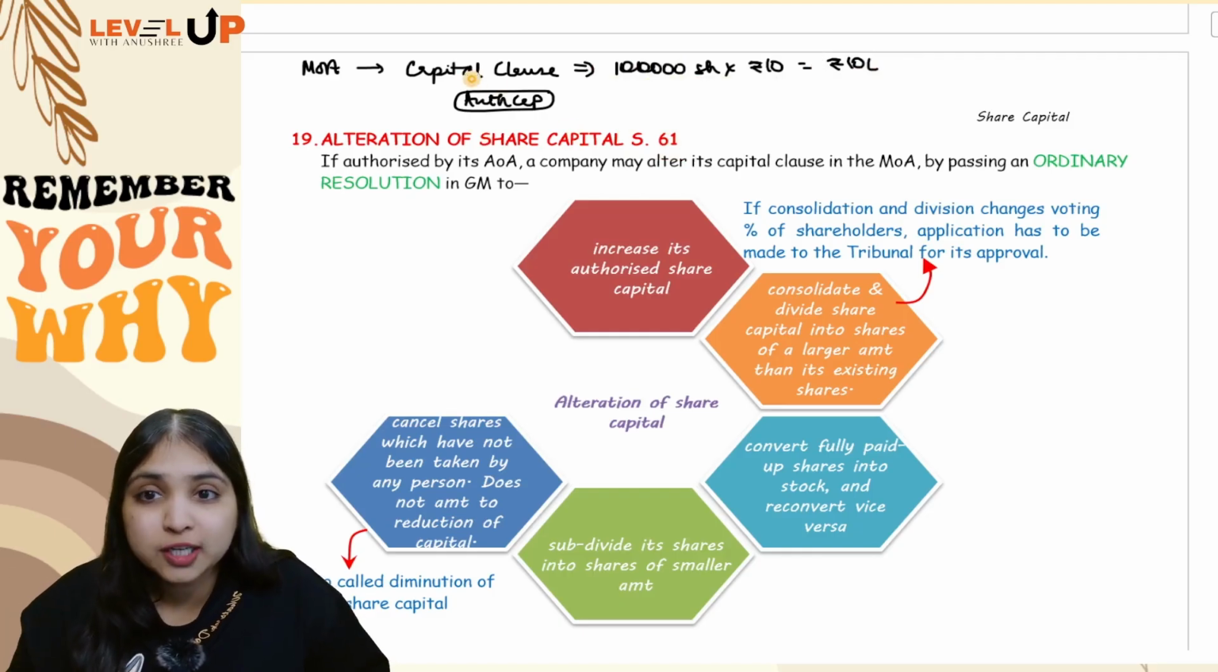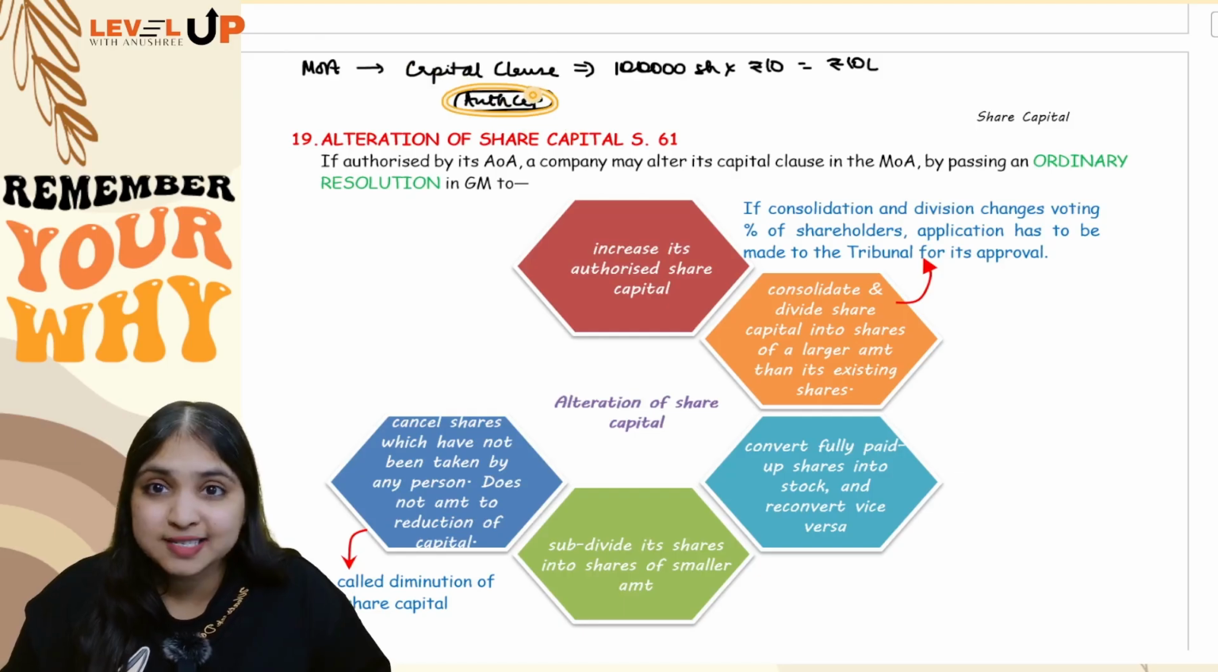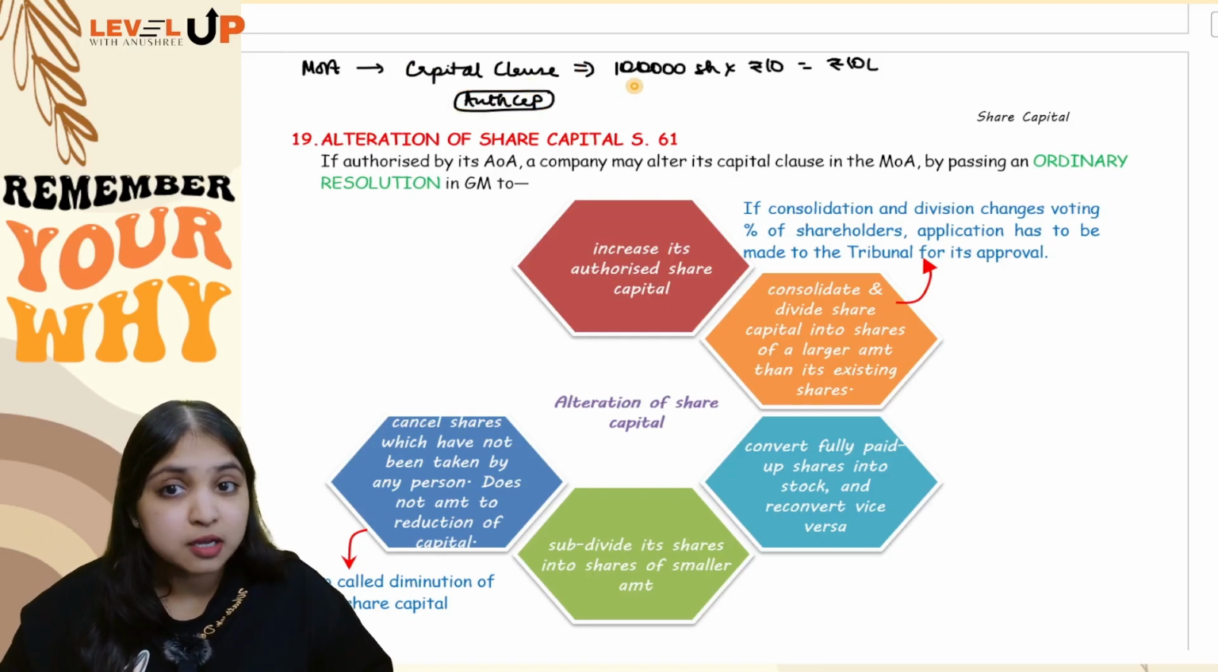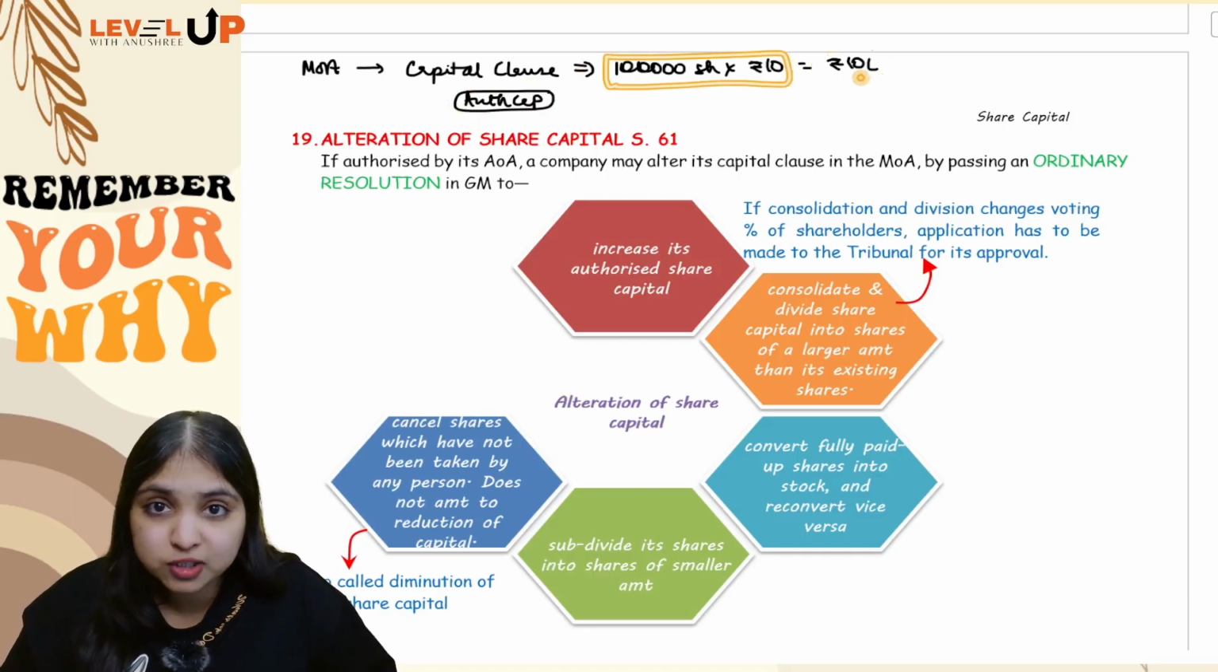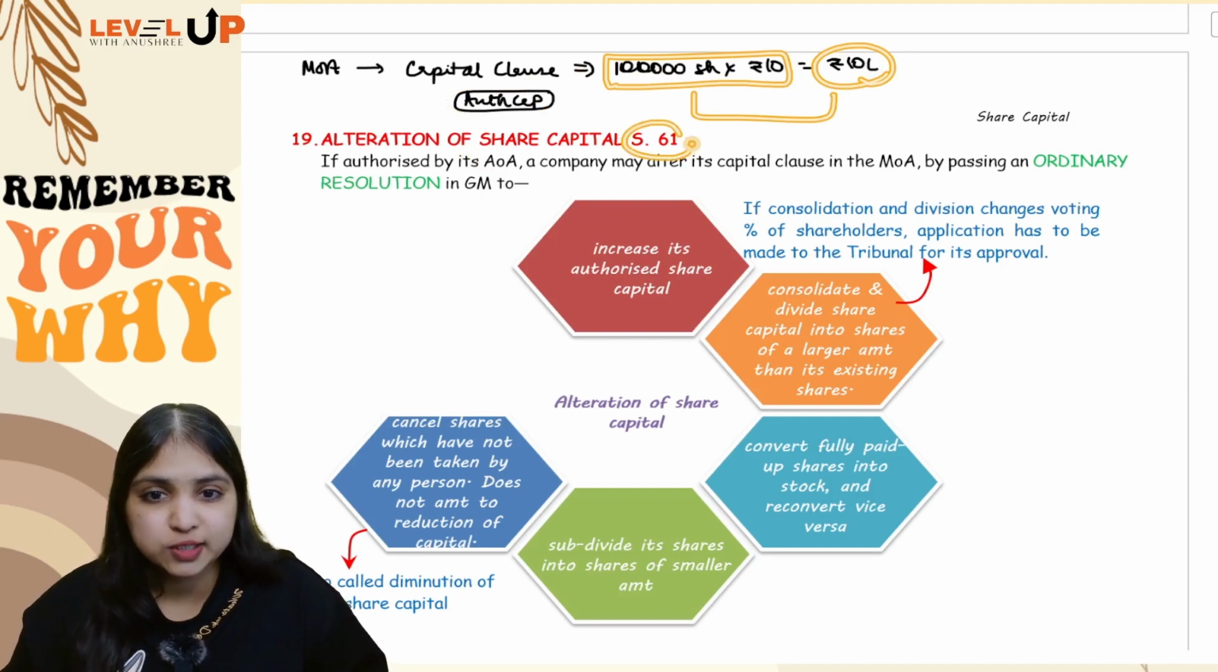You're learning about alteration of the capital clause in the MOA. In the MOA capital clause, we write the authorized capital. We don't write issued capital, paid up capital and all over here. Only authorized capital we write. So if you're doing a change because of which either the breakup is going to change or the amount is going to change, for that change, we have to follow section 61.